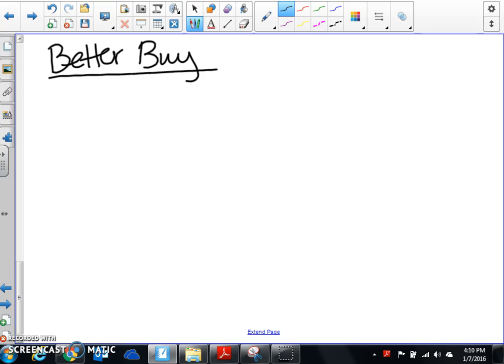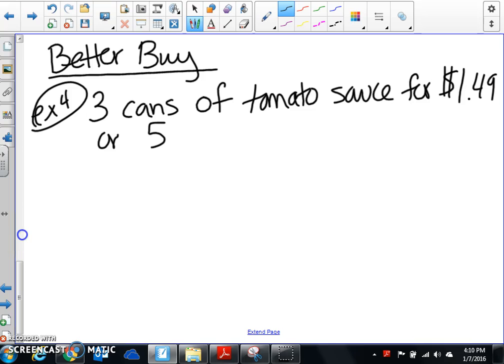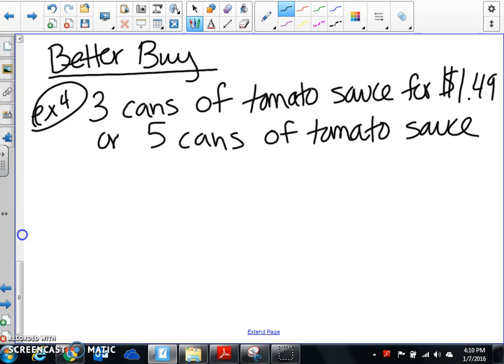All right. Let's say, what is this, example 4? Okay, so you have 3 cans of tomato sauce for $1.49, or 5 cans of tomato sauce for $2.39. Which is the better buy?